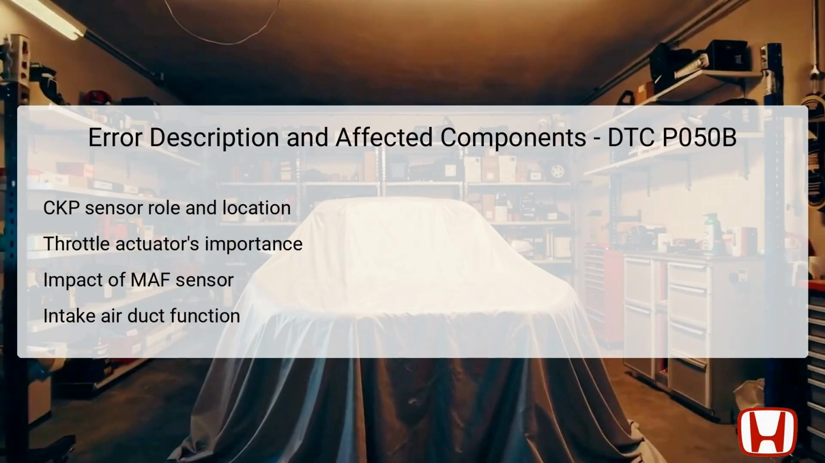In addition, the throttle actuator control valve directly influences air intake by controlling throttle plate position, which is located within the throttle body assembly. The MAF sensor, located in the intake air duct, measures the volume and speed of airflow entering the engine, providing essential data for fuel management.